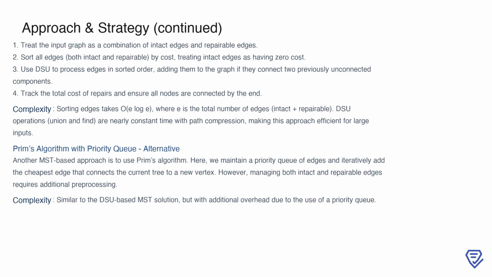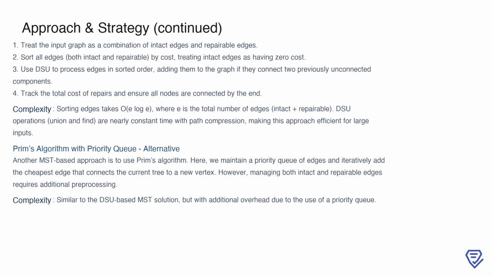Once the edges are sorted, we use DSU to process them one by one. For each edge, we check if it connects two previously unconnected components. If it does, we add the edge to our solution. As we process, we keep track of the total repair cost and ensure that all nodes in the graph are eventually connected. This way, we build the minimum spanning tree while minimizing repair costs.